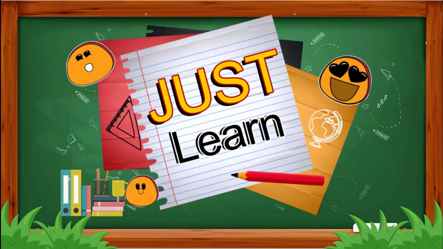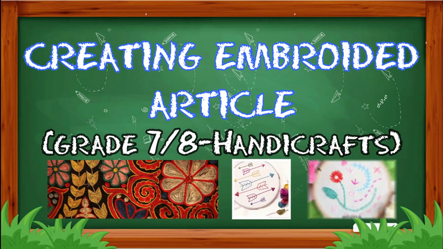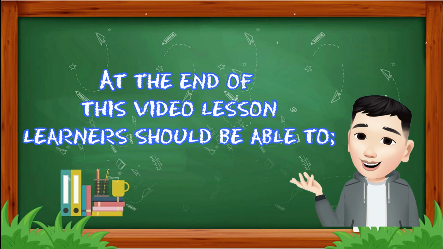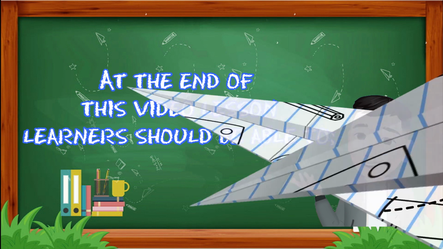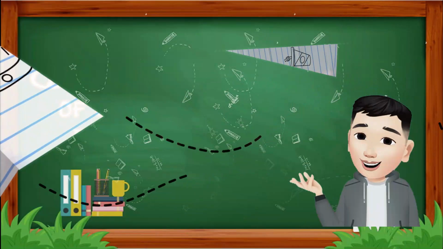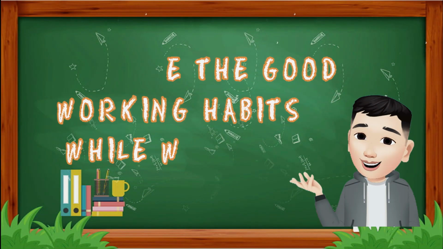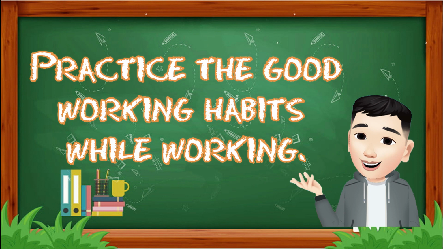Welcome to the second episode of Just Learn. For today's video lesson, our topic is all about creating embroidered articles for grade 7 and 8 handicrafts. I am expecting that at the end of this video lesson, learners should be able to: number 1, compare the importance of the principles and elements of design; number 2, follow the steps in creating embroidered articles correctly; and number 3, practice good working habits while working.